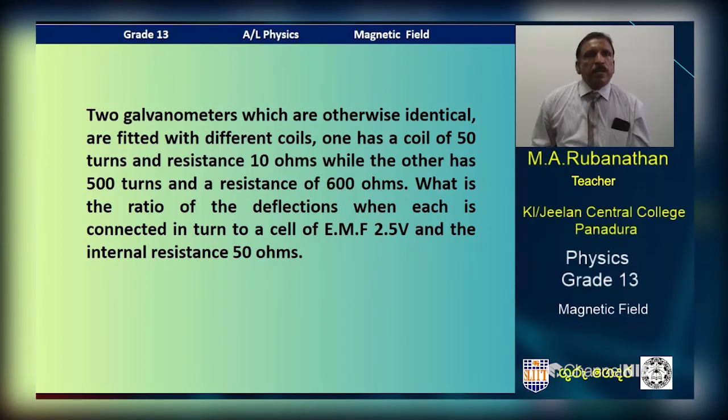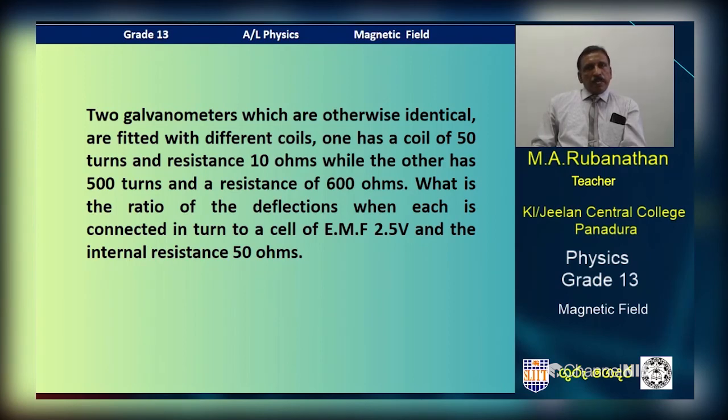Two galvanometers which are otherwise identical are fitted with different coils. One has a coil of 50 turns and resistance 10 ohms, while the other has 500 turns and a resistance of 600 ohms. What is the ratio of the deflections when each is connected to a cell of EMF 2.5 volt and an internal resistance of 50 ohms?